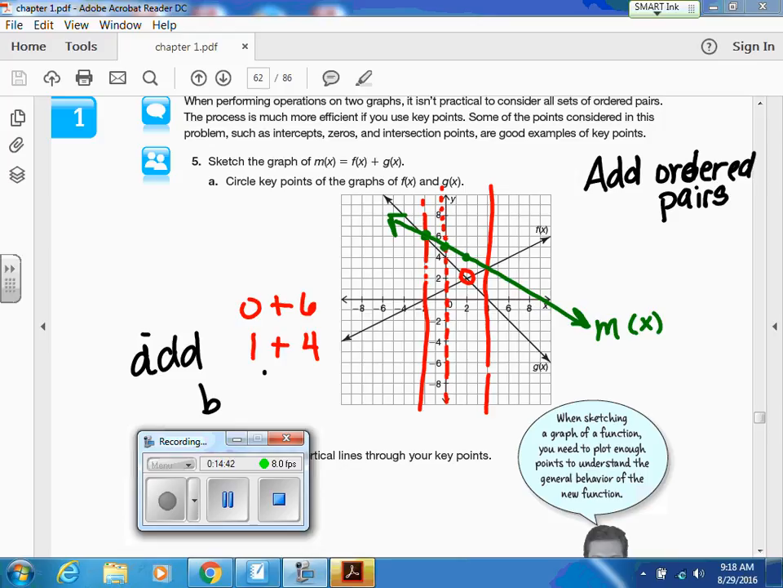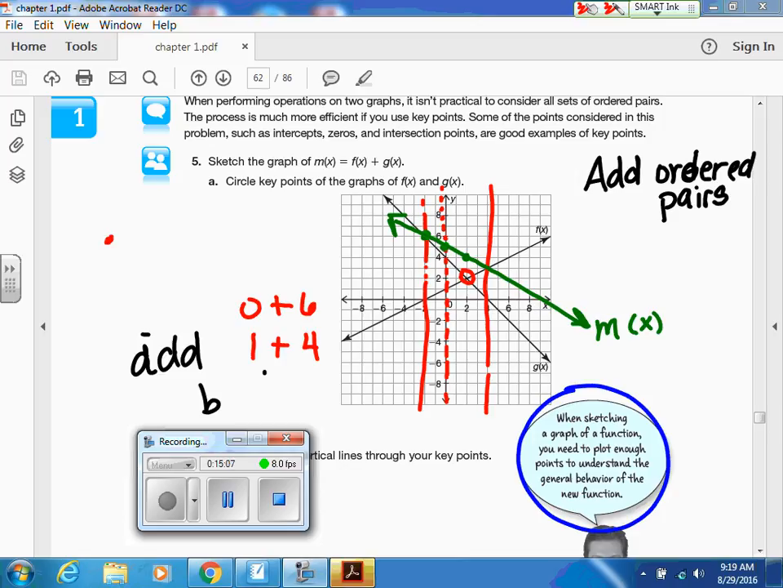This is a very important statement right here. When sketching a graph of a function, you need to plot enough points to understand the general behavior of the new function. A line really just takes 2 points, okay? But what if it's a quadratic? What if your new graph is U-shaped? You're going to need more than 2 points.